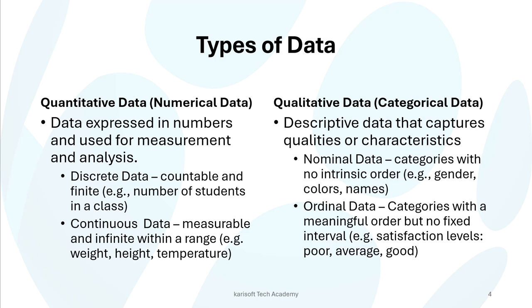Continuous data, on the other hand, which is also a type of numerical or quantitative data, is measurable and infinite within a range. There's a range, but it's measurable and could be infinite. Weight, height, temperature, okay, those are examples of continuous data. The other type of data is qualitative data or categorical data. These are descriptive data that capture qualities or characteristics.